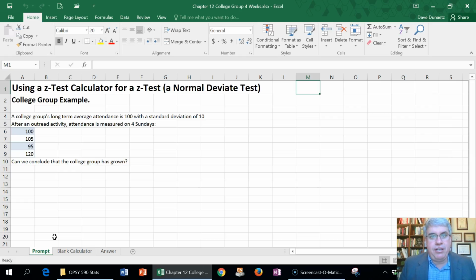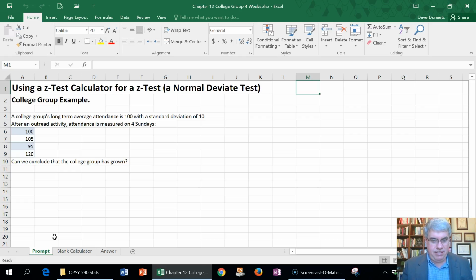They have a big outreach activity that they use to attract more people to the group. Afterwards, they measure the attendance on 4 Sundays to see if the group has grown. The first Sunday, attendance is 100, no change. Second Sunday, 105. Next Sunday, 95. And on the fourth week, it's 120. So it looks like on average, it's higher than 100. But is this enough evidence to conclude that the group has really grown? That's what we want to find out.